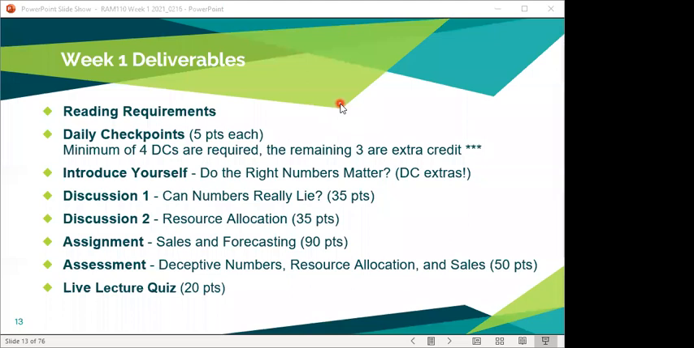And let's move on to our week 1 deliverables. So this is your tactical plan for success. I post this in an announcement each week. So let's go through this to make sure you can have some success in the week.